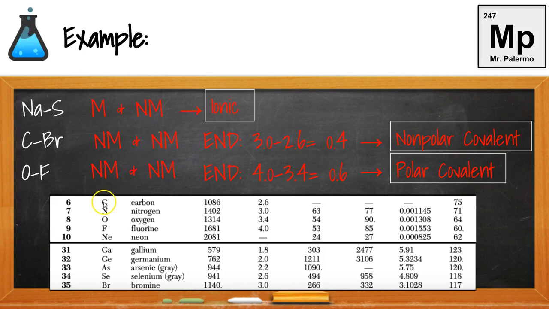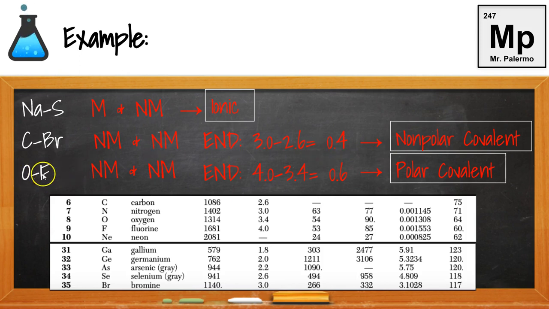Here is C, carbon, and the electronegativity value is 2.6. And then for Br it is 3.0. So the difference, 3 minus 2.6, is 0.4. And so this falls under the category of nonpolar covalent. It is almost polarized, but not yet. Anything greater than 0.4 makes it a polar bond.